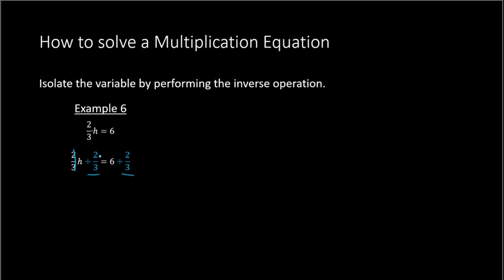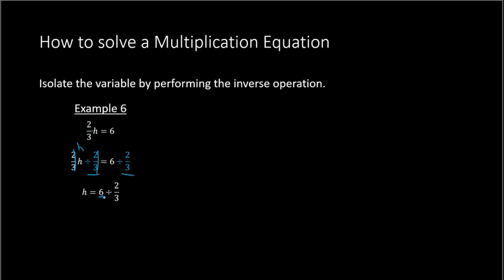So this will cancel out. You have 1 times h, so you have 1h or just h. That cancels out. That's why we chose to divide by 2/3. So we have h on the left, and then 6 divided by 2/3 on the right. So this whole question boils down to what is 6 divided by 2/3?